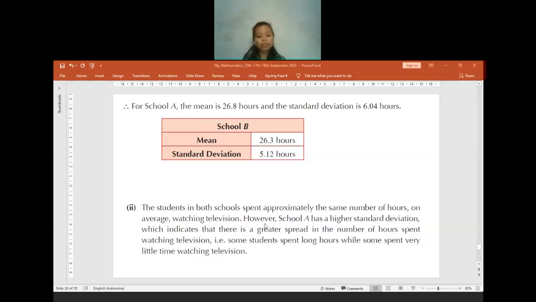And for the standard deviation, if you want to compare it, we can tell the spread of the data or the variation of the students watching TV in school A. Because the variation in school A is bigger, we can say that the time spent watching TV in school A is more varied compared to school B. You can say it like that.